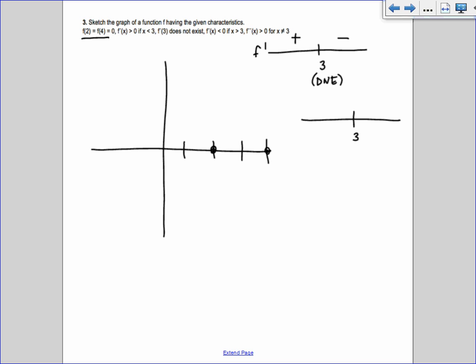So at 3, I don't know if it does not exist or what. Something happening there. Positive, oh, positive. Oh, could have gotten a bonus point.